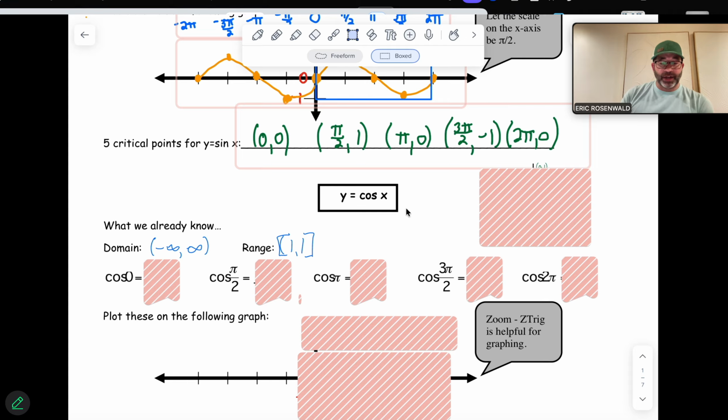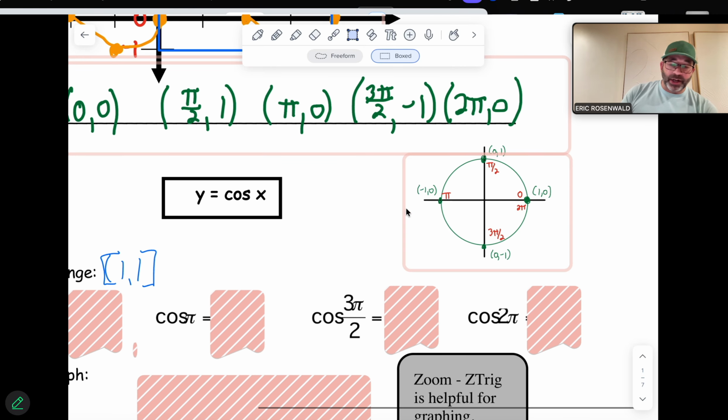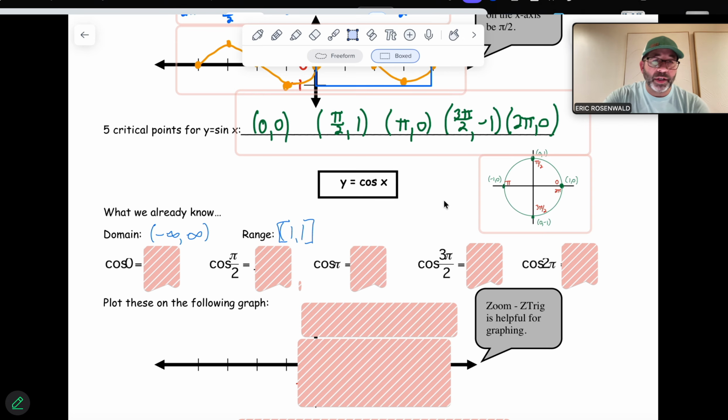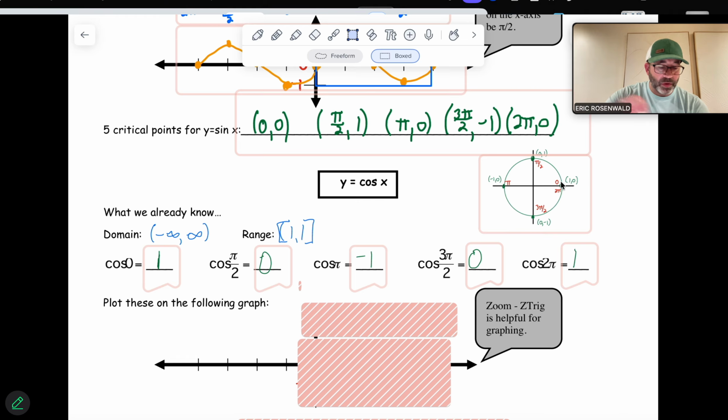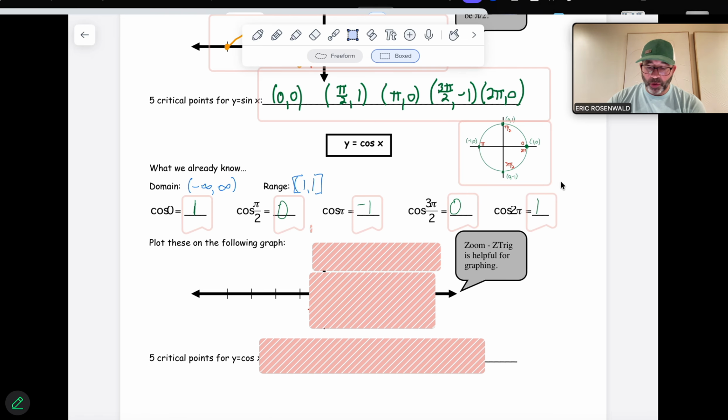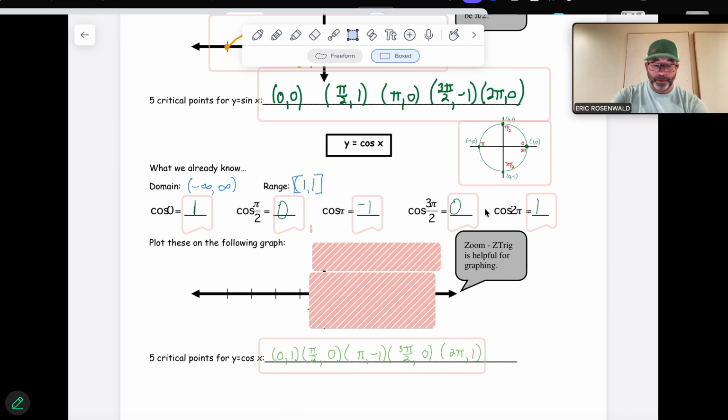Let's look at a cosine graph. For a cosine graph, remember to derive these values, we're going to look at all of the x values. So when we're looking at 0, the x value there is equal to 1. When we're looking at pi over 2, the x value there is 0. When we're looking at pi, the x value there is negative 1. And then at 3 pi over 2, the x value is 0, and cosine of 2 pi is equal back to 1 again. And so the critical points for this are going to be 0, 1, pi over 2, 0, pi, negative 1, 3 pi over 2, 0, and then 2 pi, 1.